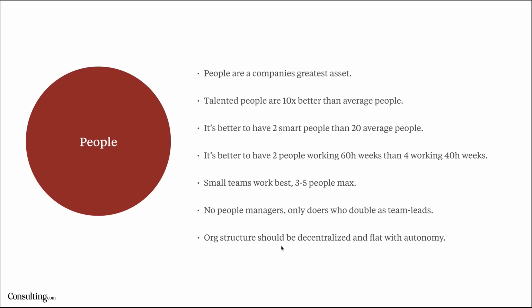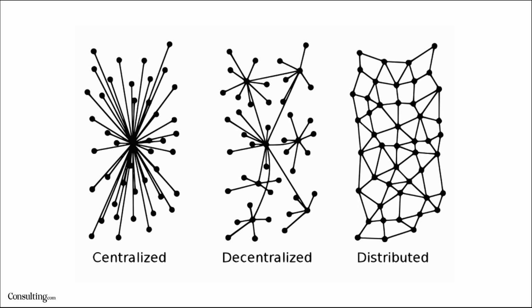And then your org structure, this is like your org chart, it should be decentralized and flat, and every team should have a lot of autonomy and independent decision-making ability. And if you're thinking, what does decentralized and autonomy mean? Well, here's a good way to think about it.